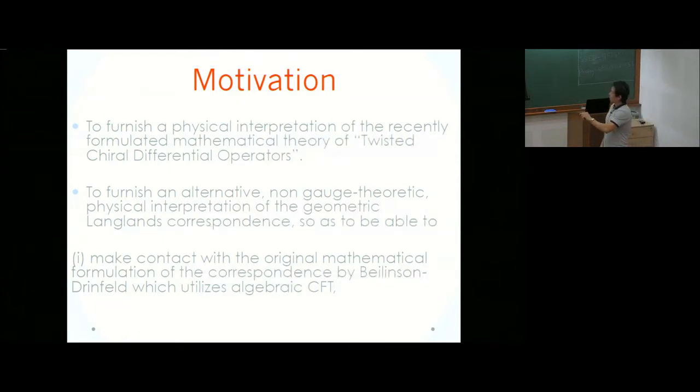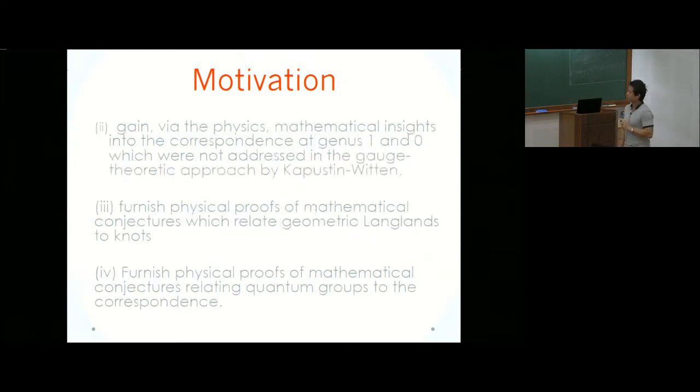Explaining how this will enable us to actually have an affine algebra that can be controlled by some parameter leads us to the next motivation: to furnish an alternative non-gauge theoretic physical interpretation of the geometric Langlands correspondence, so as to be able to make contact with the original formulation by Beilinson and Drinfeld, which utilizes algebraic CFT, vertex algebras, chiral algebras. And from the physics, gain some mathematical insights about the correspondence at genus 1 and 0, which were not addressed in the gauge theoretic approach by Kapustin and Witten.